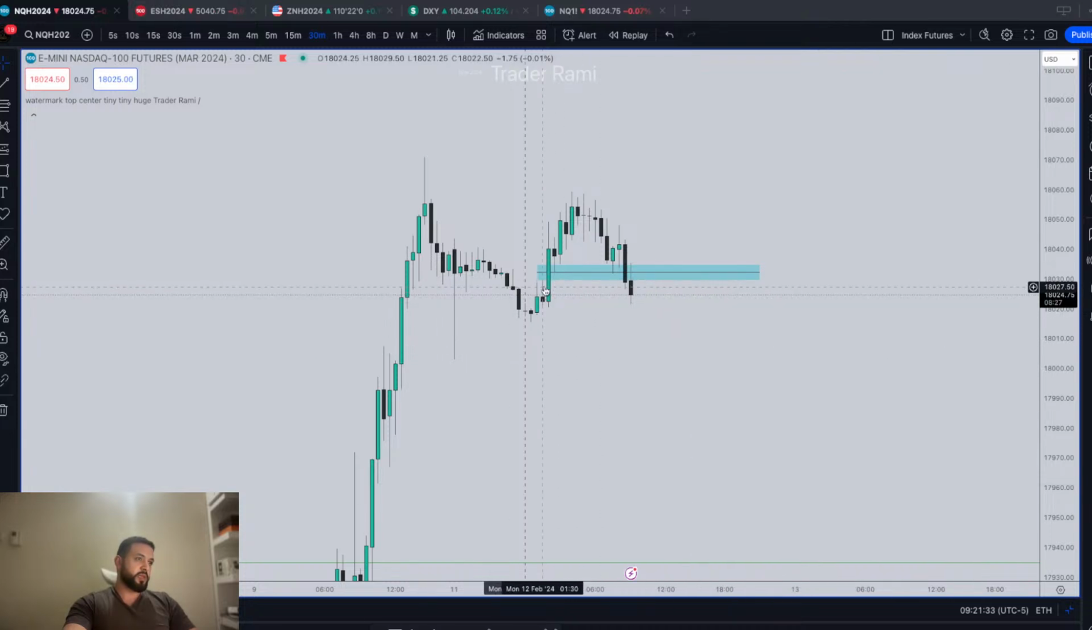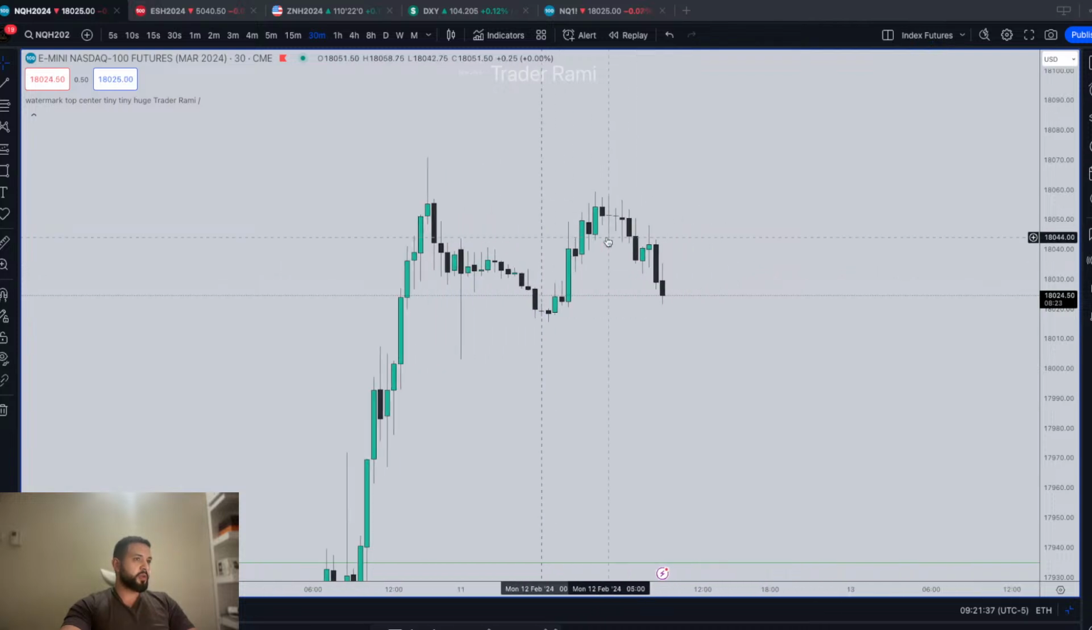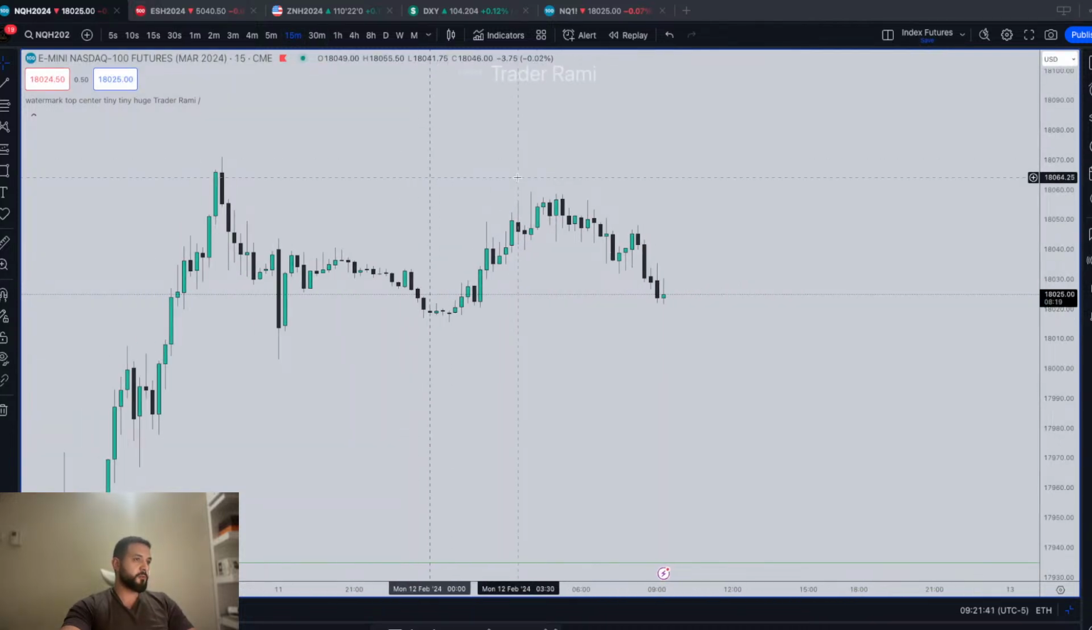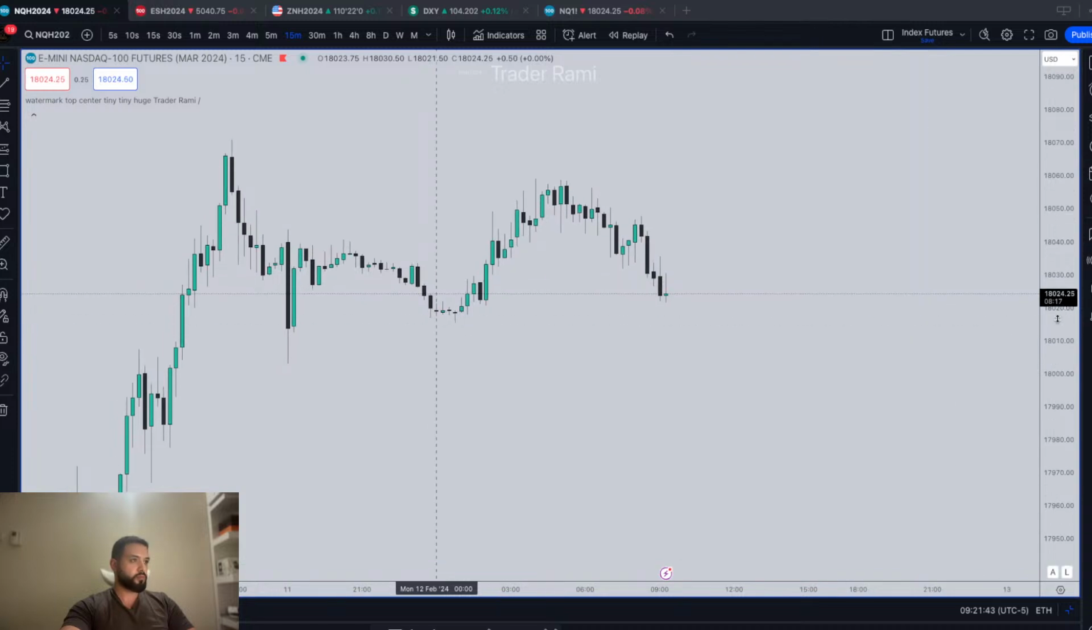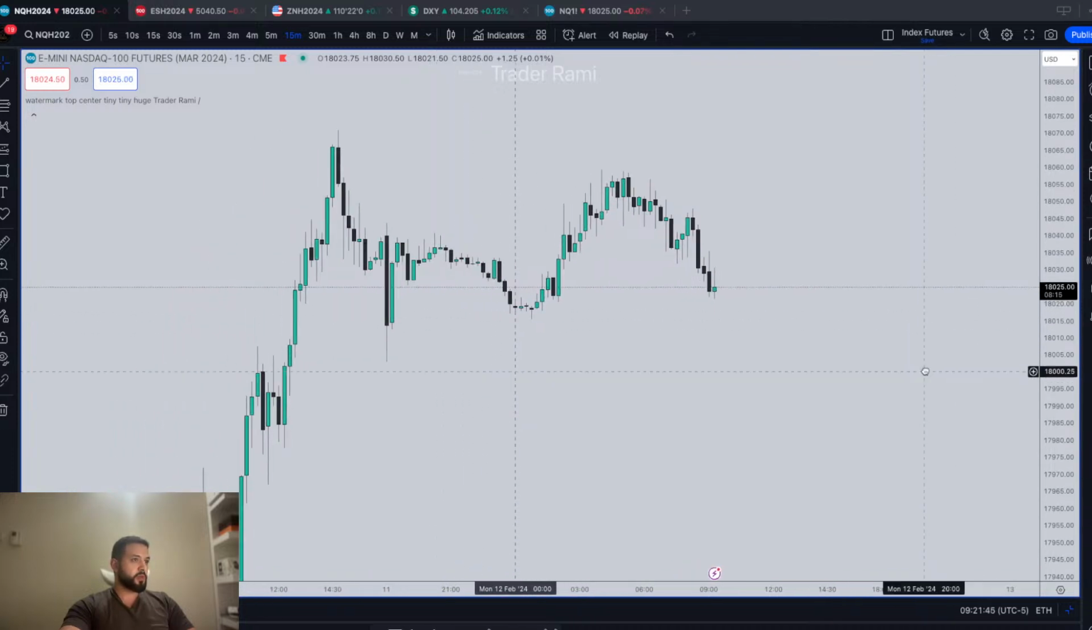So still testing this area here. Let me get rid of this. Currently looking at the 30-minute time frame. Let's go to the 15-minute time frame. That's what I like to look at most. So what do we have here?